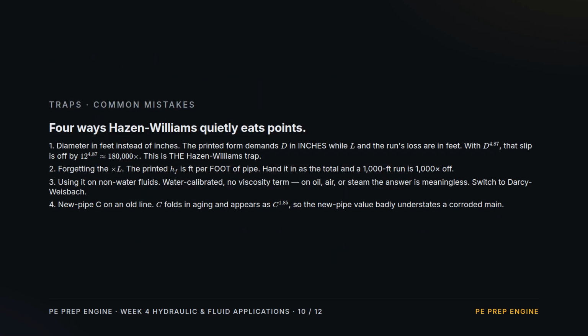4 traps. 1. Diameter goes in as inches, never feet. The 4.87 power makes that slip enormous. 2. The printed loss is per foot of pipe. Multiply by the run or you're 1,000 times off. 3. Water only. For oil or air, switch to Darcy-Weisbach. 4. Match C to the pipe's age. A new pipe value flatters a corroded main.